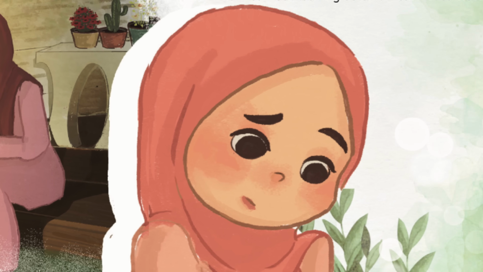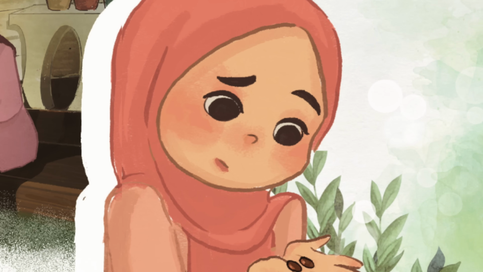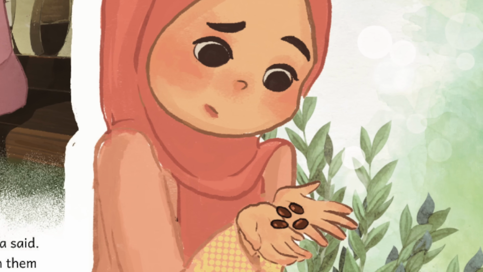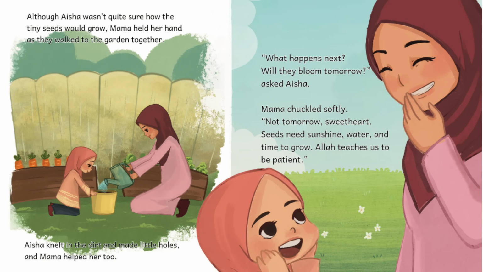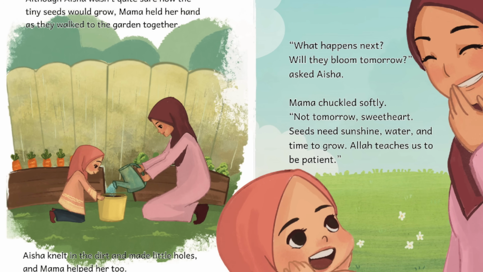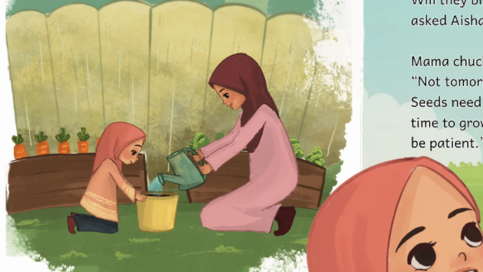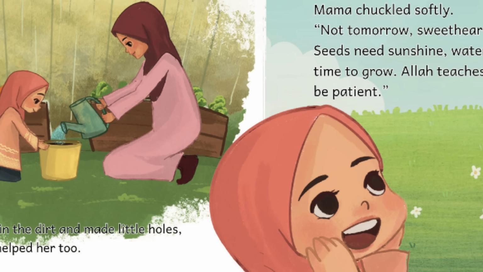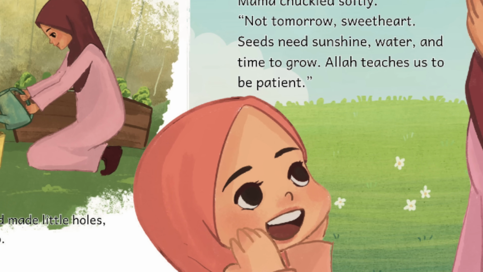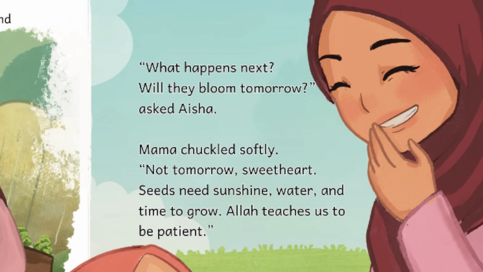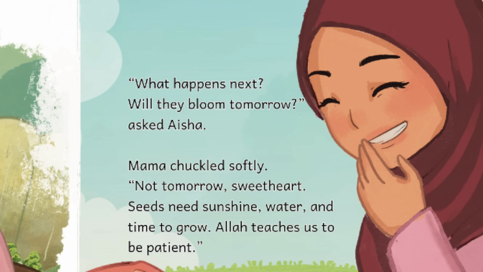Aisha looked at the tiny seeds in her hand. "These little things? How can something so small turn into flowers?" Although Aisha wasn't sure how the tiny seeds would grow, Mama held her hand as they walked to the garden together. Aisha knelt in the dirt and made little holes, and Mama helped her too. "What happens next? Will they bloom tomorrow?" asked Aisha. Mama chuckled softly. "Not tomorrow, sweetheart. Seeds need sunshine, water, and time to grow. Allah teaches us to be patient."